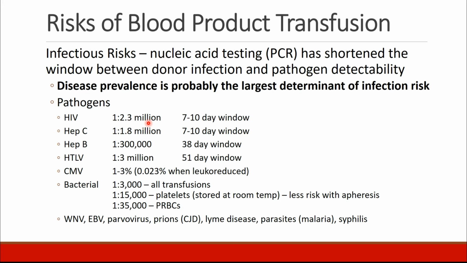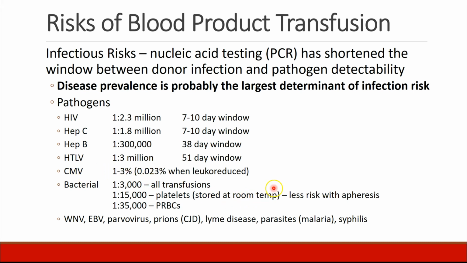And that's because the window between when a patient first becomes infected and when we can detect it is only 7 to 10 days. Hepatitis C has a similar window and a similar risk of 1 in almost 2 million. Hepatitis B has a very long window between when patients become infected and when it's detectable. And so the risk of transmitting hepatitis B through a blood transfusion is more like 1 in 300,000. HTLV has a very long window, but a much less prevalent disease. So again, a risk of 1 in about 3 million.